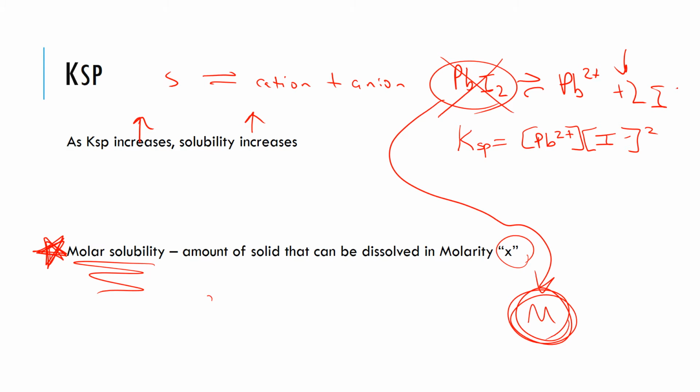So one thing that they like to ask is sometimes they'll give you grams of the solid, and then they'll give you liters of the solution or something like that. So what you can do is change those grams into moles, and then moles divided by liters will be your molar solubility, which is X. Another thing that they could do is give you a KSP value, and you'll have to solve for molar solubility that way. If you solve for molar solubility, you're basically setting up your RICE chart and solving for X for that.